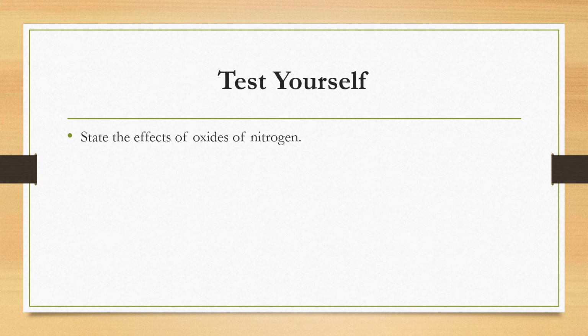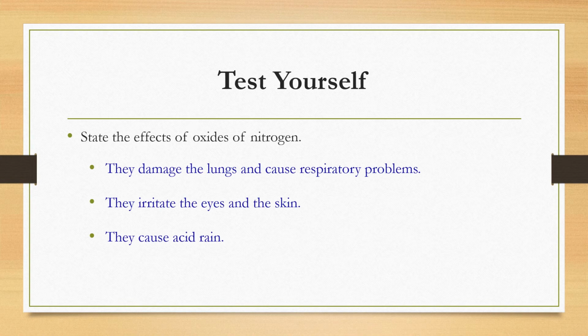Let's check what you have learned. State the effects of oxides of nitrogen. Oxides of nitrogen damage the lungs and cause respiratory problems. They irritate the eyes and the skin. They also cause acid rain.